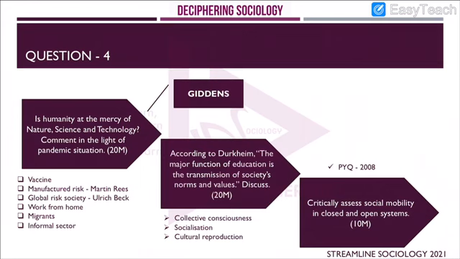Then there was a question on humanity at the mercy of nature, science and technology. Comment in the light of the pandemic situation. Now here we could write about manufactured risk, because there was a rumor about this virus coming from a laboratory. It is just a rumor, we have no evidence, but this concept is very much related to manufactured risk, which was given by Martin Rees.